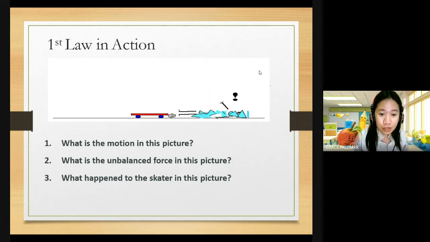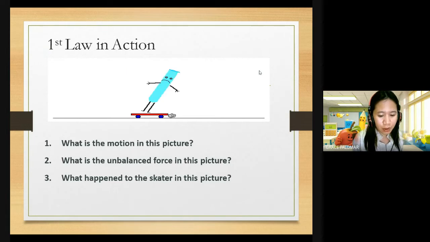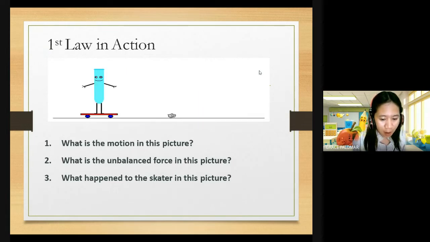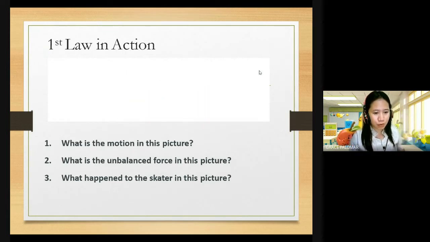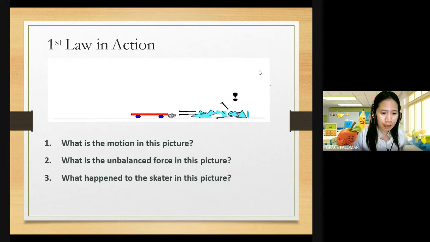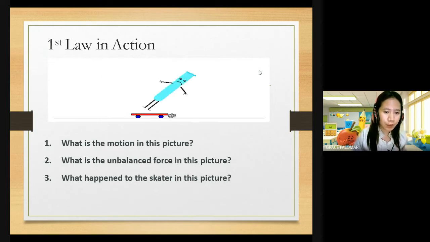Okay, so as you noticed, the skater had an accident and fell from the skateboard since the stone caused it to suddenly stop in its motion because of the unbalanced force. So of course, that's very unfortunate for the skateboard person.